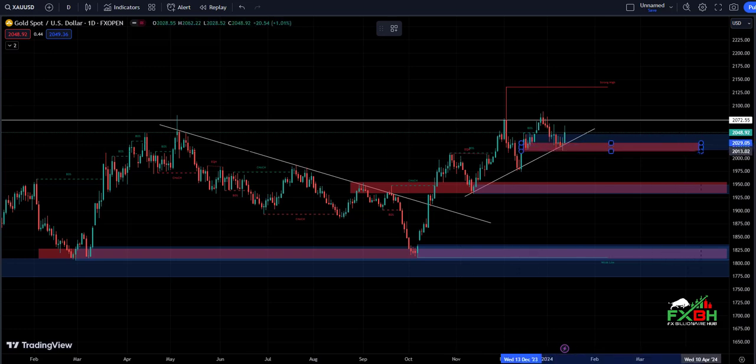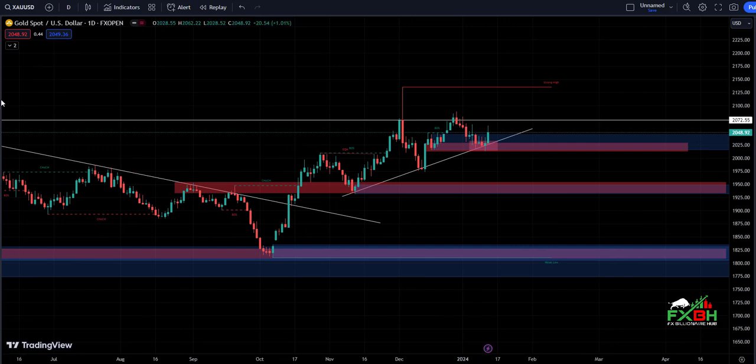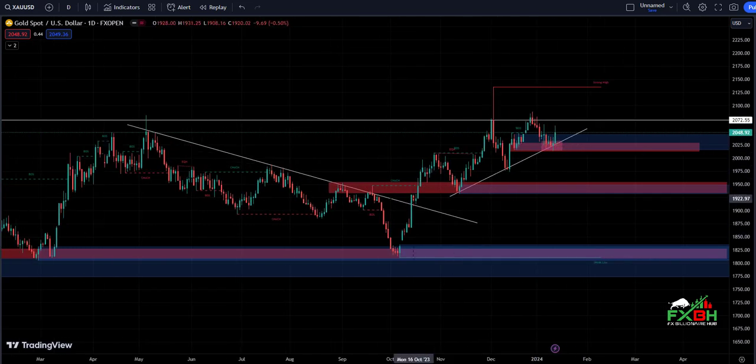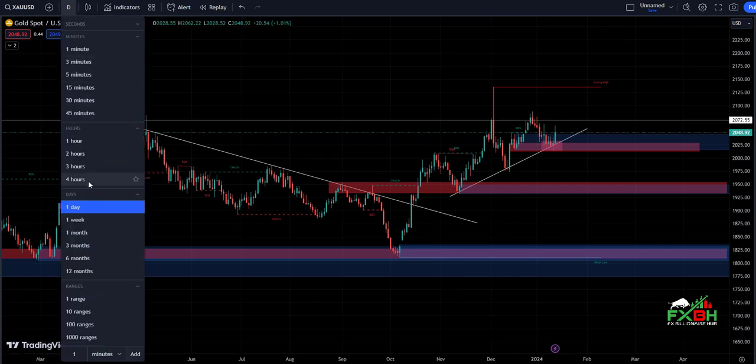As you can see, at this point gold has a strong support zone from the trend line and from the support zone. So the market can go up from there, it can fly till around 2072. Let's make it a smaller time frame, that means the 4 hour time frame.